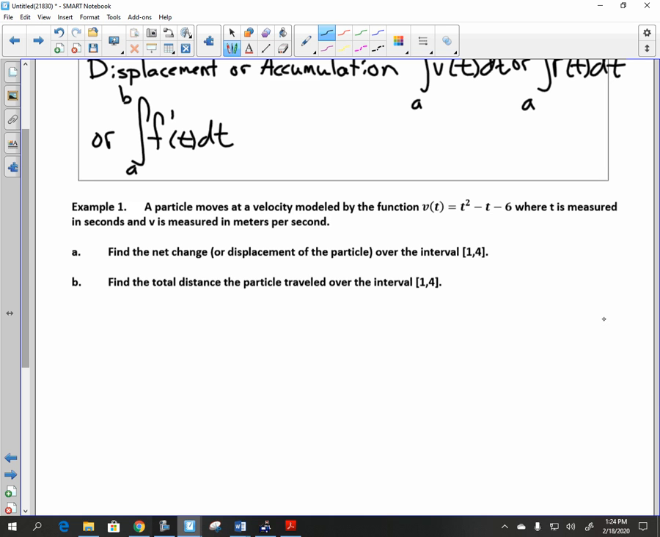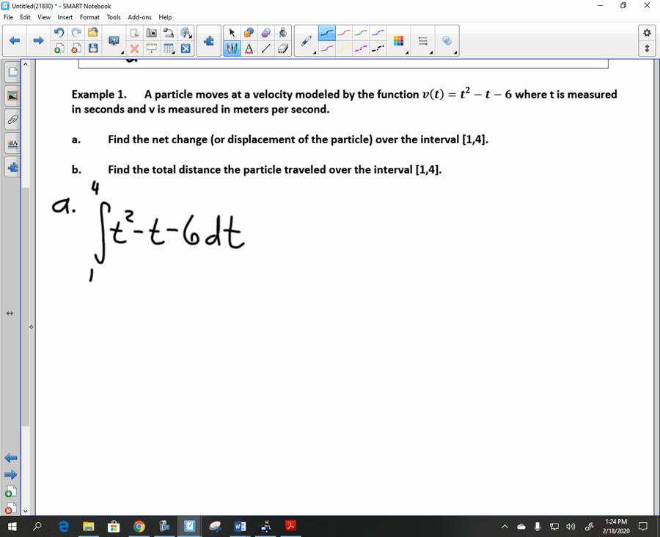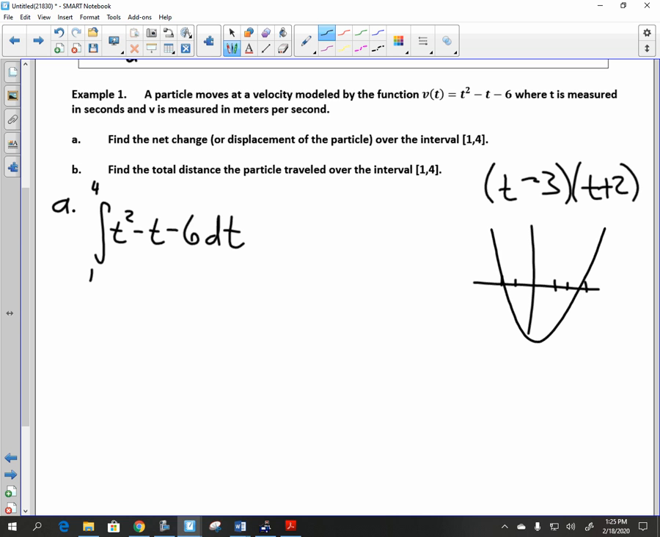Want to be able to compute the net change for the displacement, simply take the integral from 1 to 4 of t squared minus t minus 6 dt. I'm going to draw a graph of this. Do you know what t squared minus t minus 6 looks like? Yep, t minus 3 times t plus 2. That's my velocity function.